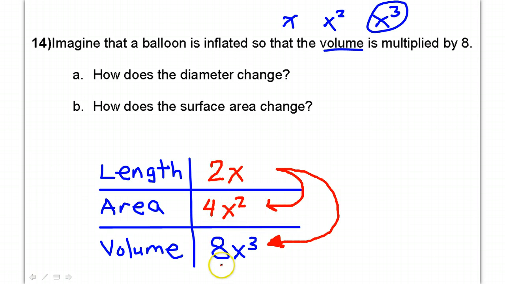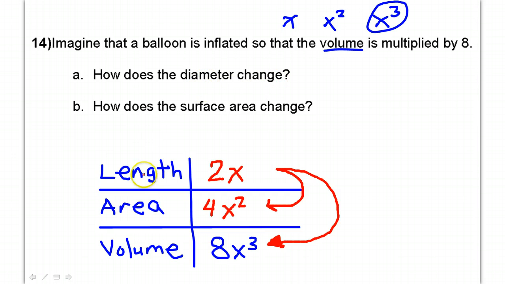Now these numbers in the front are the multipliers. So any length is doubled. Any area is multiplied by 4, and we were given that the volume was multiplied by 8. So this 2 and the 4, those are the multipliers that we are being asked for in question A and B. So when it says, how does the diameter change?